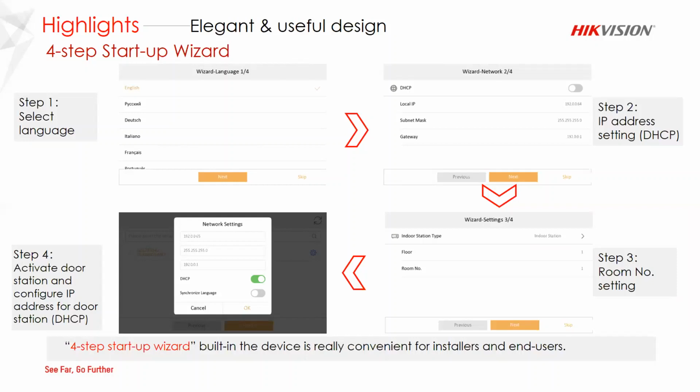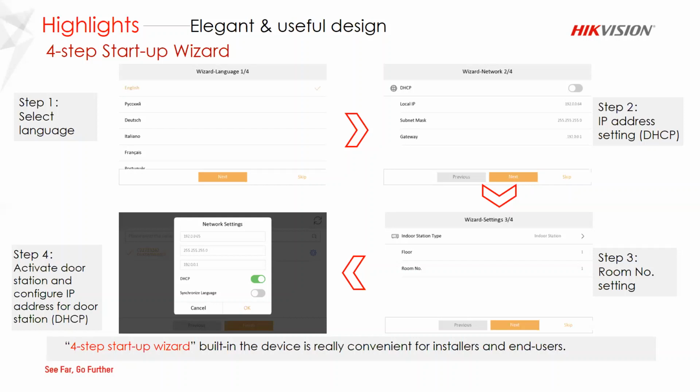The next step is to set up the IP address of that indoor station. By default, we have this IP address already set up for you, but of course you can enable DHCP if you would like, or set up your own IP address. Then the third step is to set up the room number of that indoor station. By default it is 1.